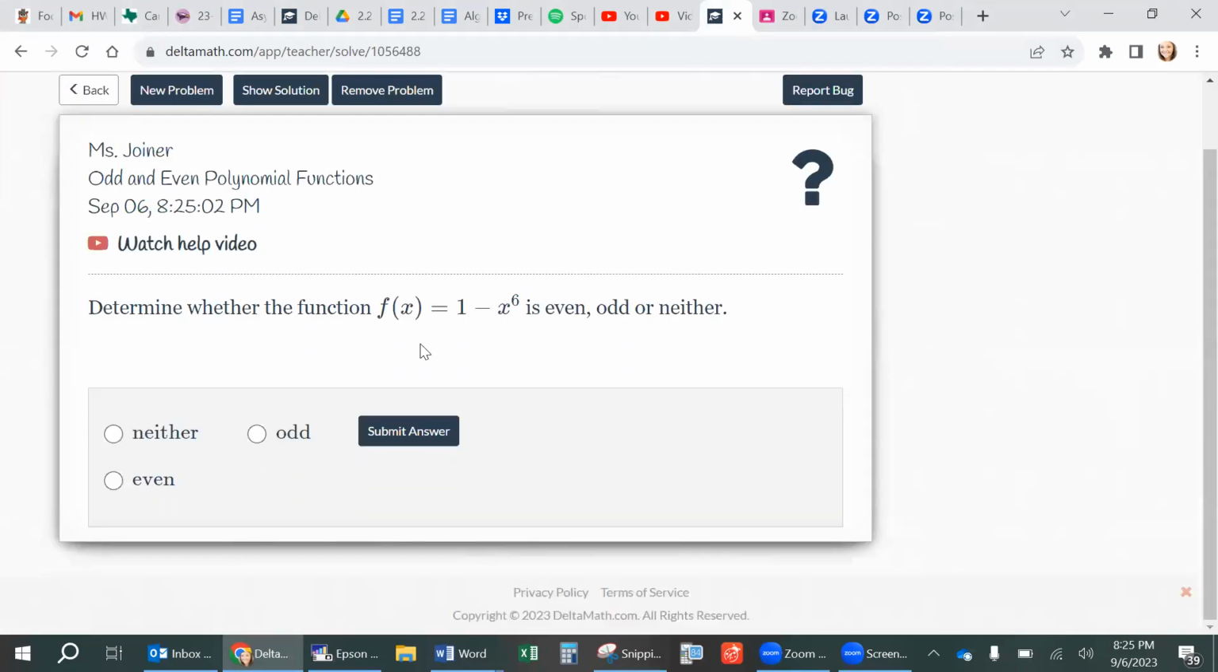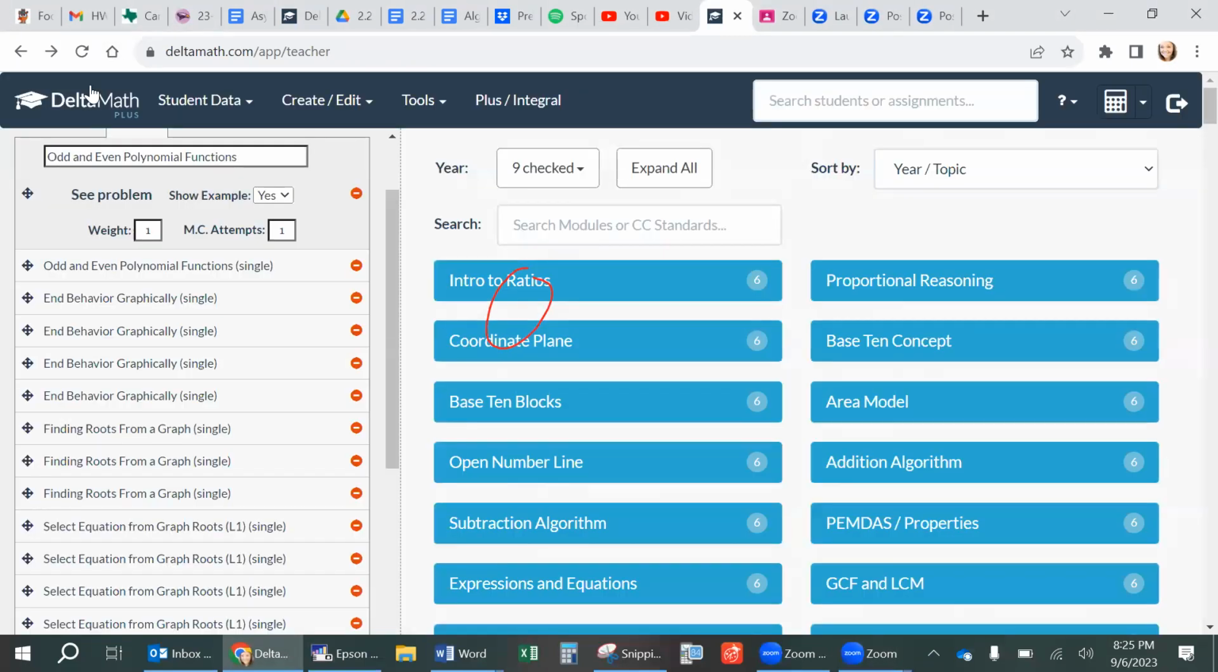Okay, it says determine if it's even, odd, or neither. I see here that my highest power is x to the 6. And if it's an x to the 6 as the highest power, that means it is even. Versus if it were like x to the 5 or an odd number there, we would pick odd. You should not be choosing neither. So number 1 is even. Okay, you'll do number 2 on your own.